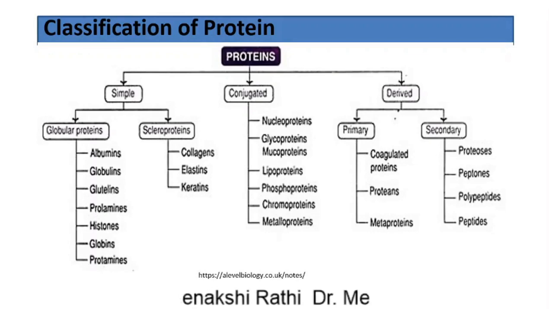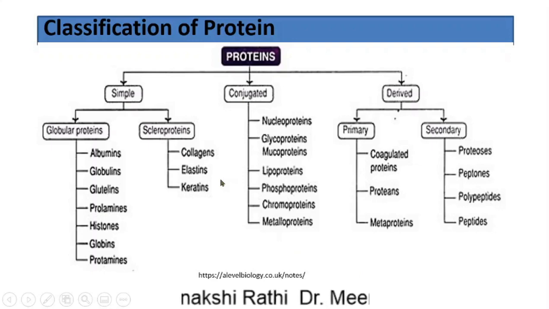This is a more comprehensive and popular classification of protein, and it is based on the amino acid composition, structure, shape and solubility properties of proteins. Here proteins are broadly classified into three major groups. First is simple protein, conjugated protein and derived protein. Now simple proteins are composed of only amino acids.